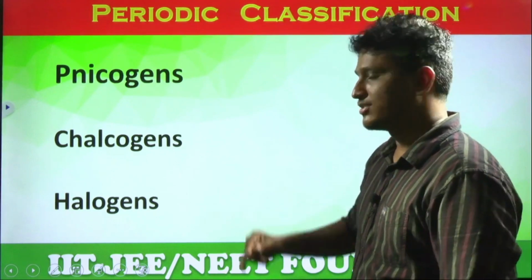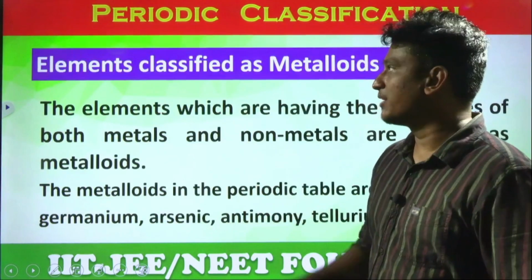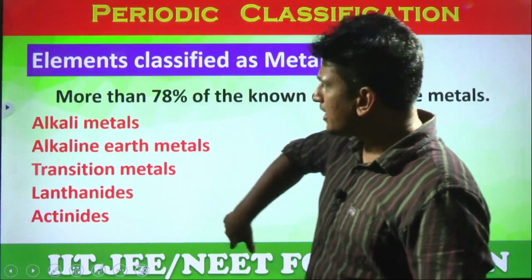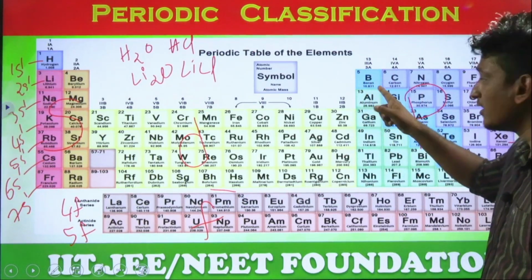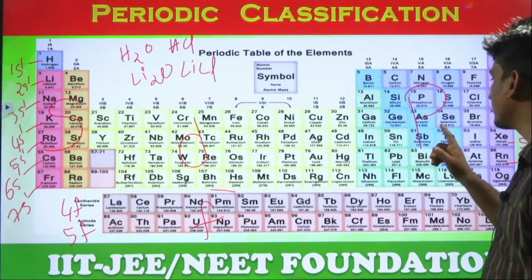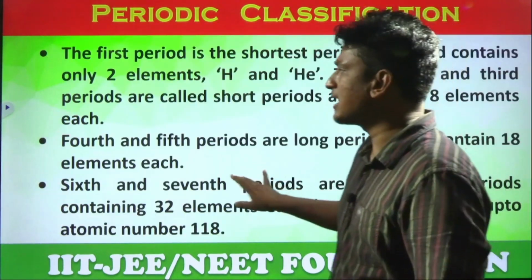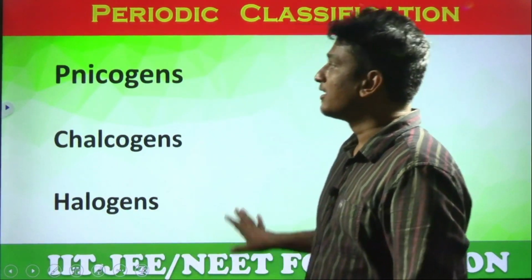Pnicogens, chalcogens, halogens. We already discussed the meanings of these names. They are the 15th group, 16th group and 17th group elements. Elements classified as metalloids. Students, in the modern periodic table, there is a line of elements which separates metals and non-metals. They are called metalloids. You can check the blue color. Boron, silicon, germanium, arsenic, antimony, tellurium, polonium. These elements have equal metallic nature as well as non-metallic nature. That's why they are called metalloids.